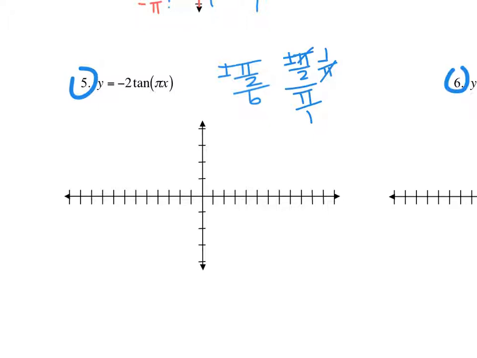Our asymptotes are really at 1/2 and negative 1/2. So I'm just going to go to the second tick mark in both directions and call that 1/2 and negative 1/2. 1/2, negative 1/2. Okay? So that means that there are 1, 2, 3, and so I'll count 1, 2, 3, and then I'll draw another one, and that would be at 1.